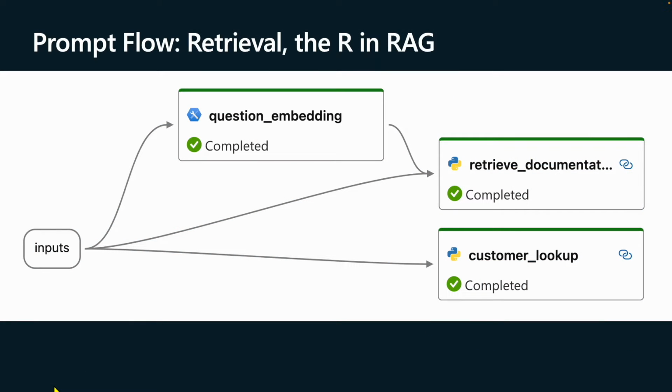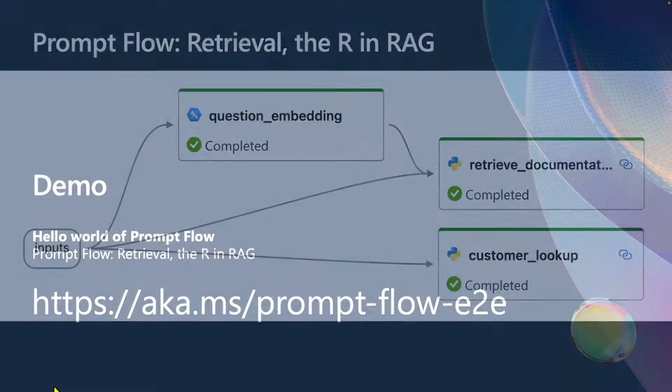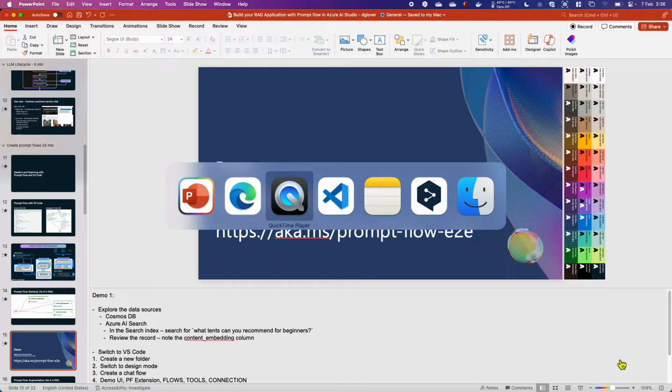Okay, so we're going to get to demo land. And the first thing I'm going to do is break this demo down into RAG, R for RAG. So the first part of this is going to be about retrieval. Then we're going to talk about augmentation and the final generative. And it's pretty straightforward. What we're going to do is jump across to VS Code.